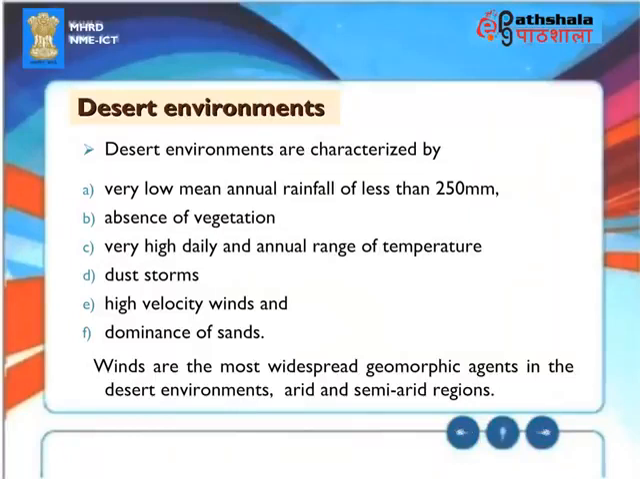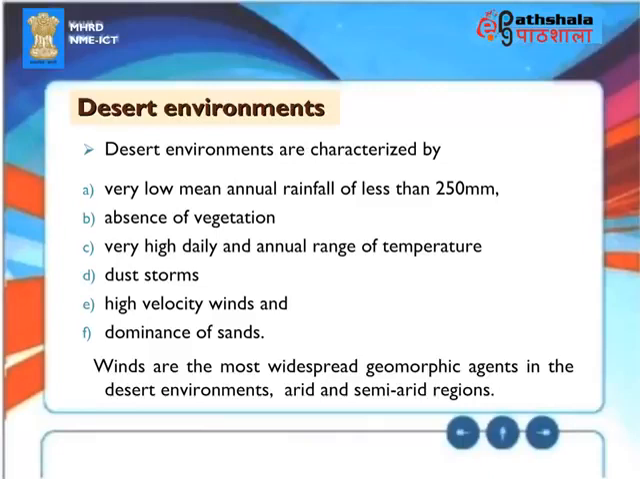Desert environments. Desert environments are characterized by very low mean annual rainfall of less than 250 millimeters, absence of vegetation, very high daily and annual range of temperature, dust storms, high velocity winds, and dominance of sands.